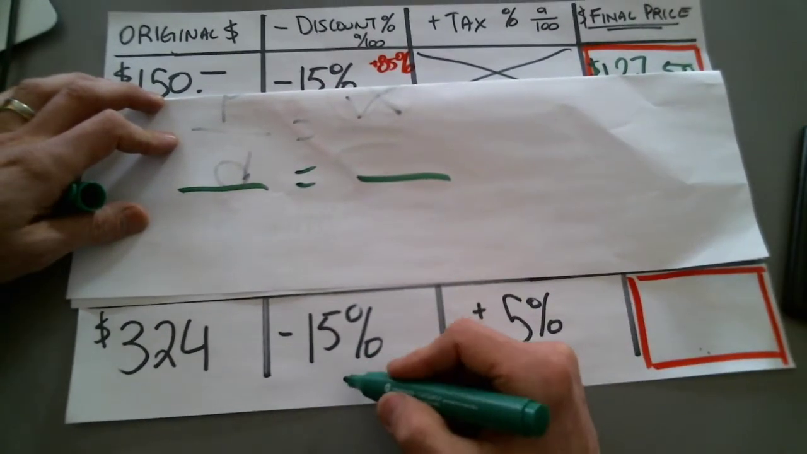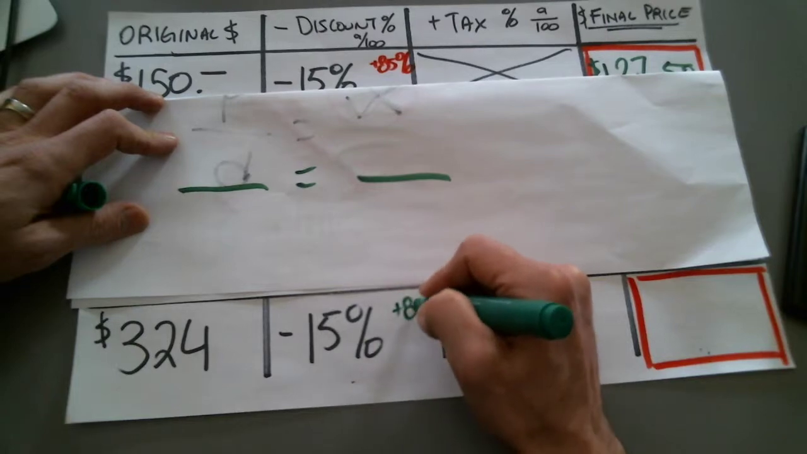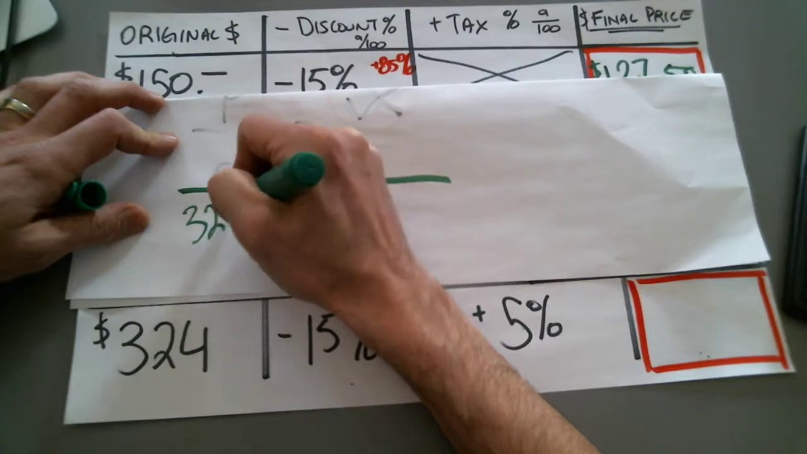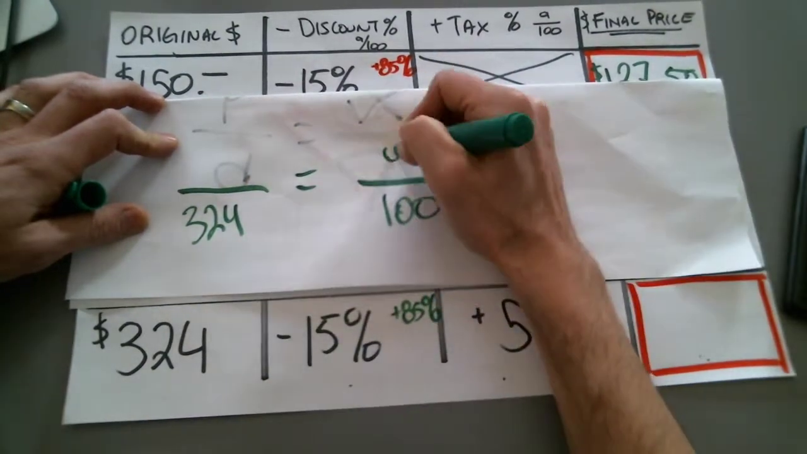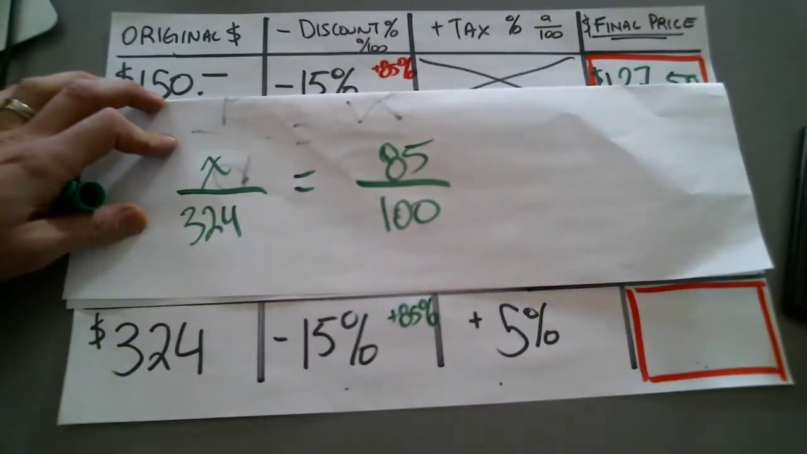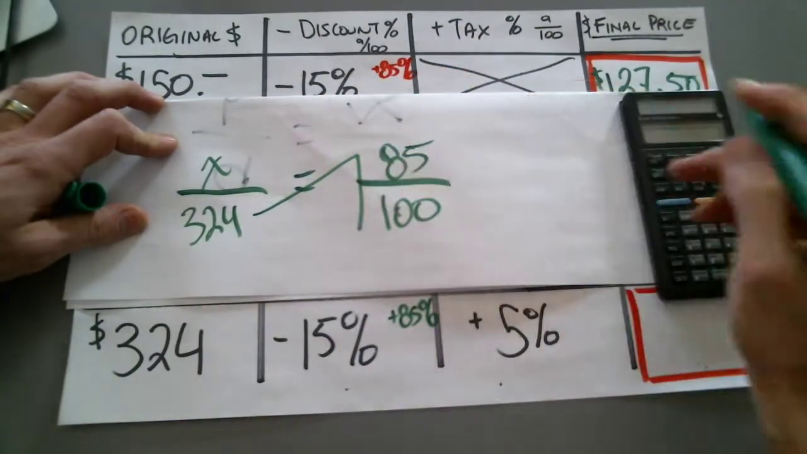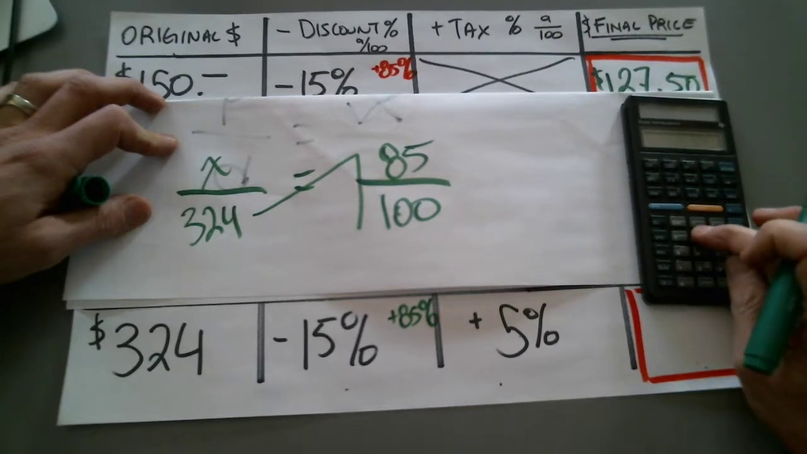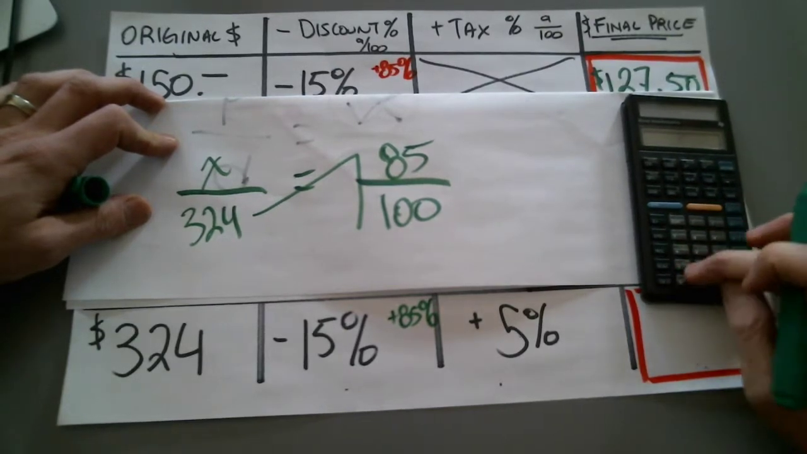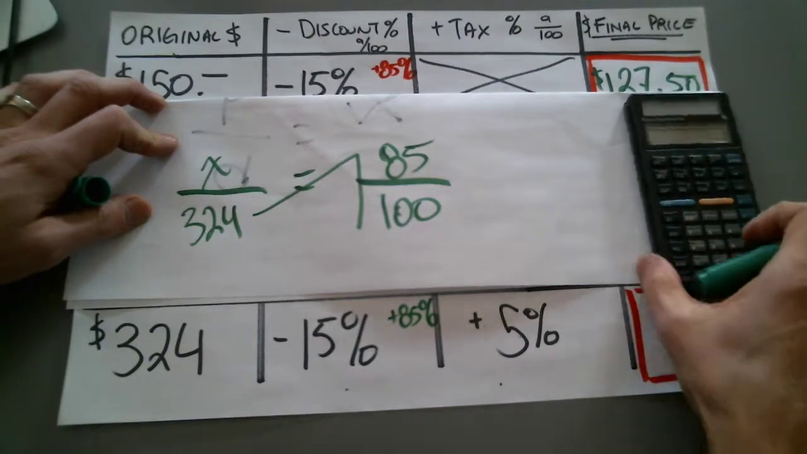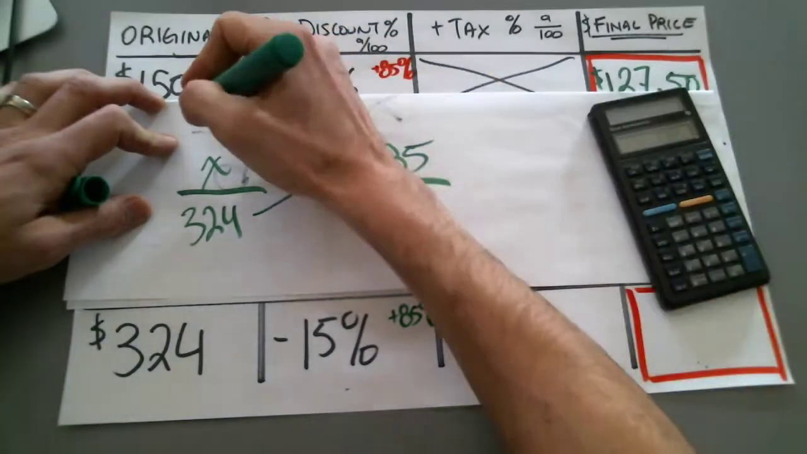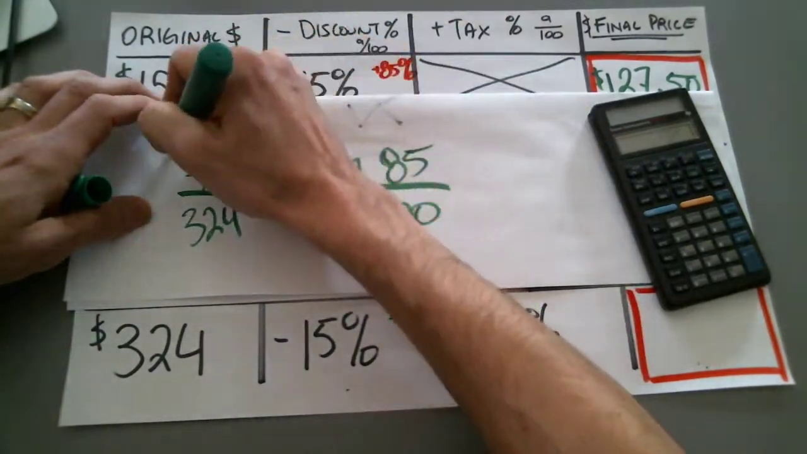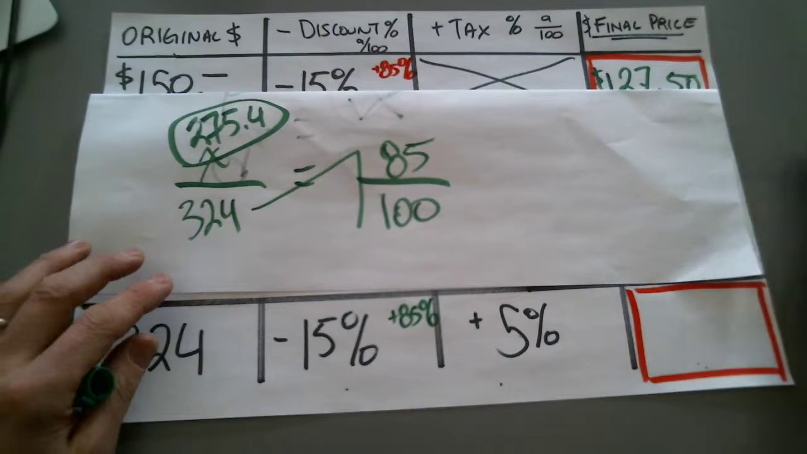This is the percentage that I'm saving, so I am going to be paying 85%. So my original price is 324. My percentage is 85. I don't know X. Cross multiply, divide. 324. By the way, if this is too fast for you, you need to pause and see what you can figure out. So I get $275.4. This is now my sale price.